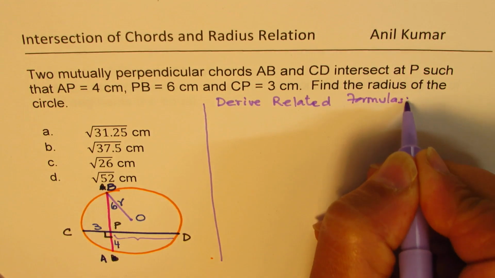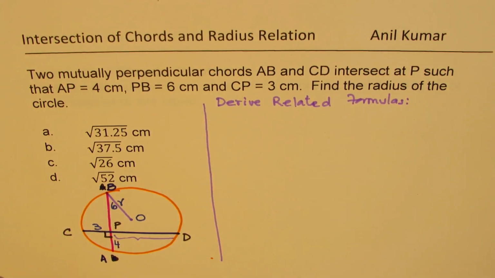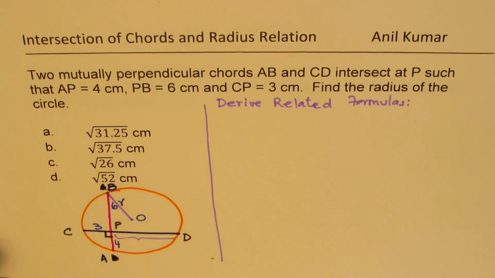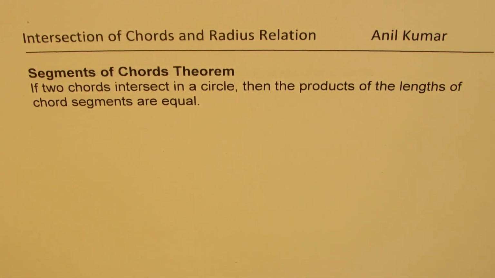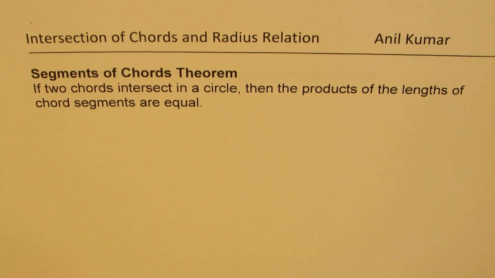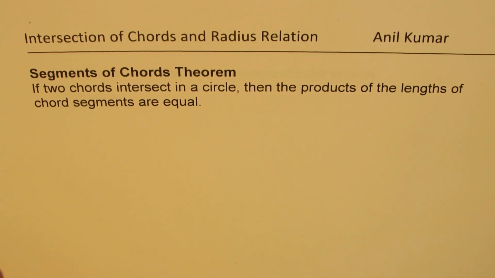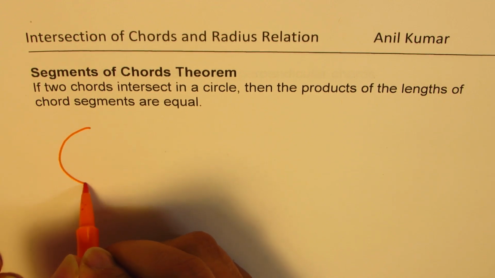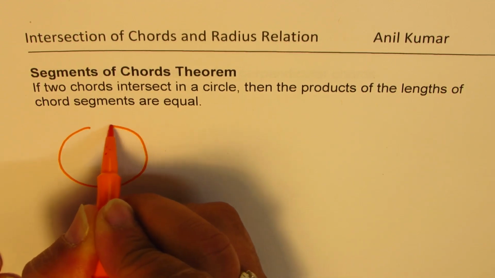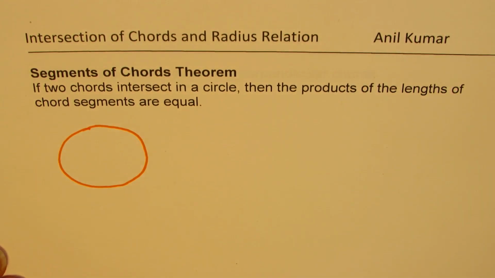Now some of you who know all these formulas can get the answer and then check it at the end of this video. So let's look into the relations which are important to understand. The first one is called the segments of the chord theorem. So let's see what this theorem is. Again, I'll just draw a rough circle.